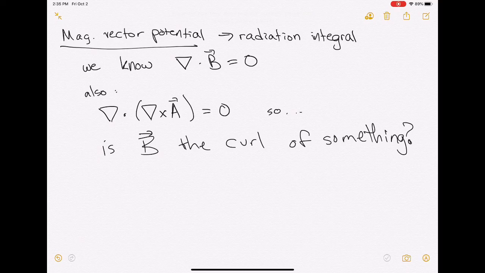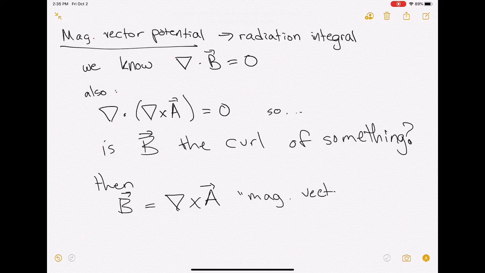Let's say it is. In that case, we can say the magnetic flux density is the curl of some vector field A, and we're going to name that the magnetic vector potential. You can also write this in terms of H, in which case H would just be 1 over mu times the curl of A.